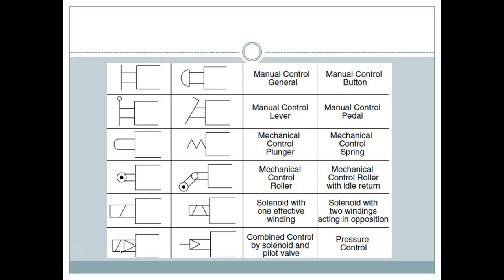So I think it's basically all our operators, except that the book doesn't cover this one. This would be a foot pedal operated valve, right? This would be a manual push button. This is just a manual control general.